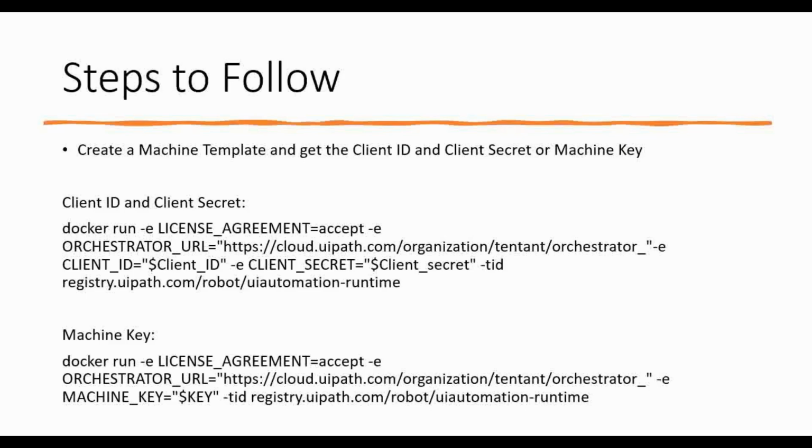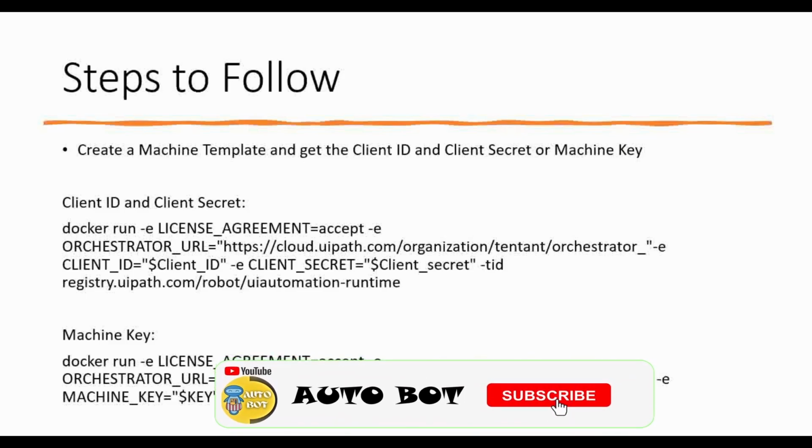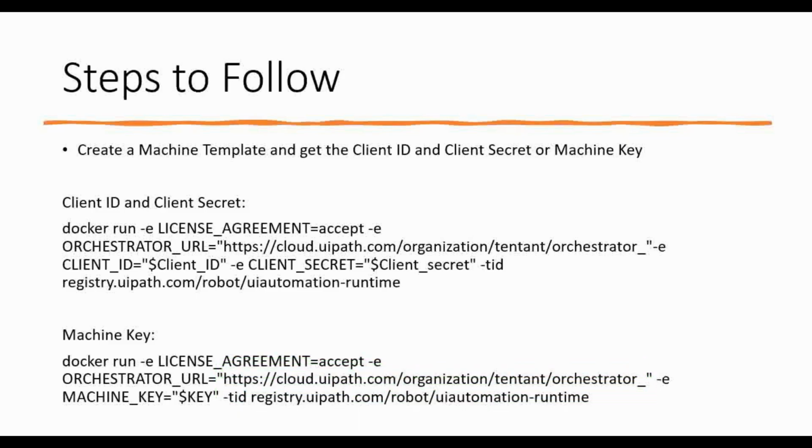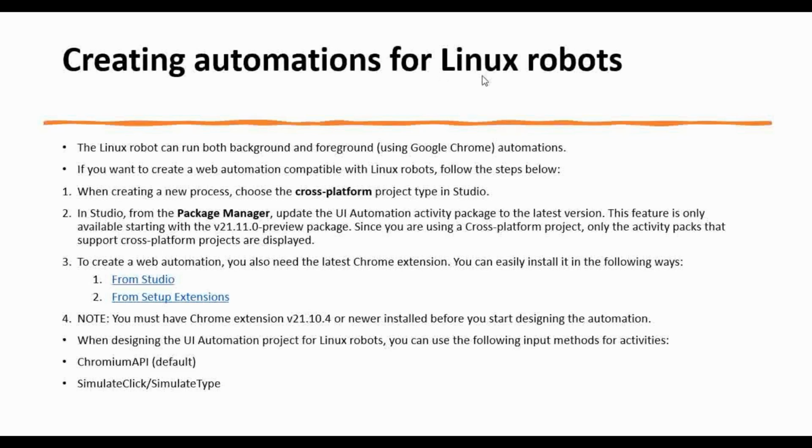So the steps to follow: create a machine template and get the client ID and the client secret, or the machine key. If you create a machine template, you will get the client ID, client secret, or machine key. With either of these parameters, you can create the connection to the orchestrator from your Docker image. I will show you all these steps, but there is some difference in the command if you're going with client ID and secret, or with the machine key.